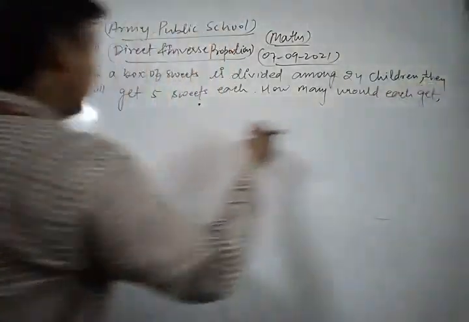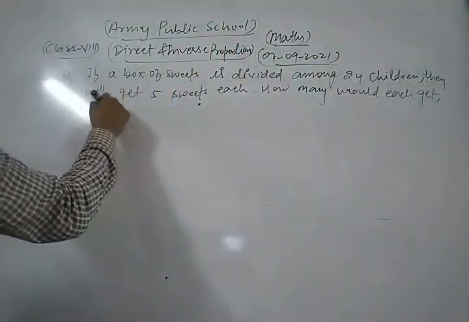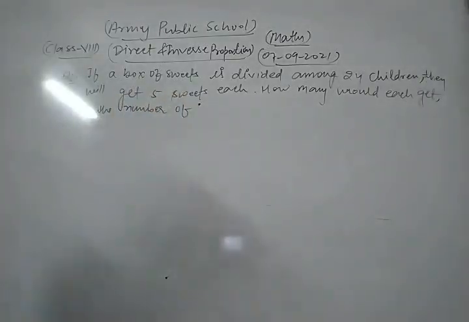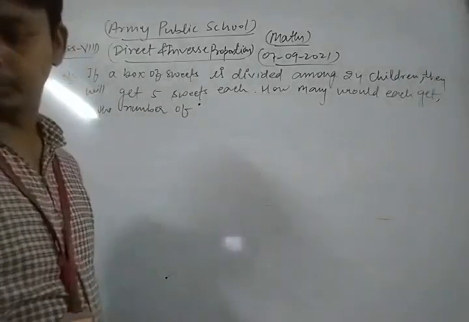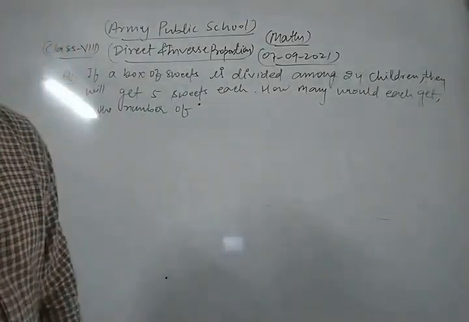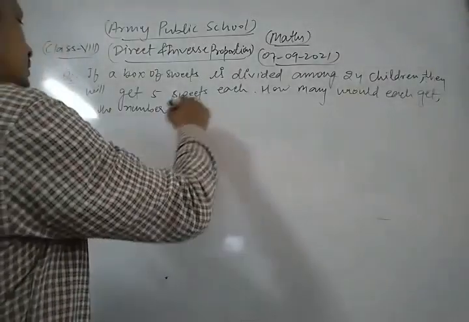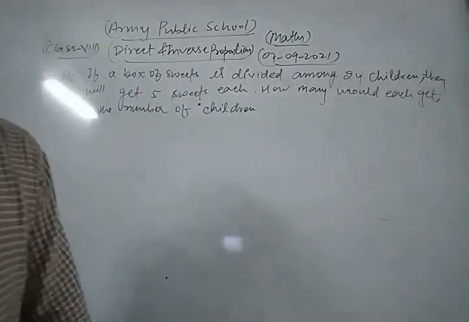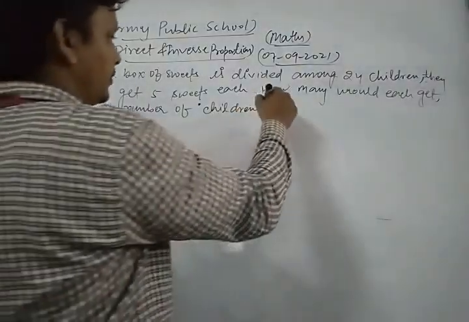How many would each get if the number of children is reduced by 4?